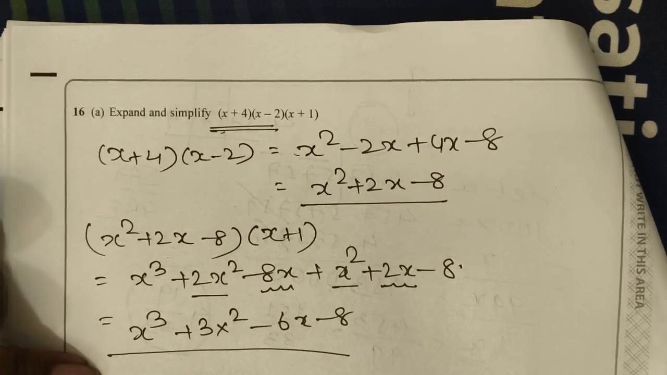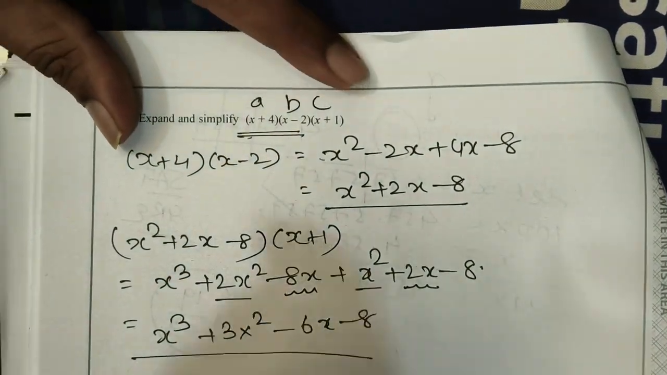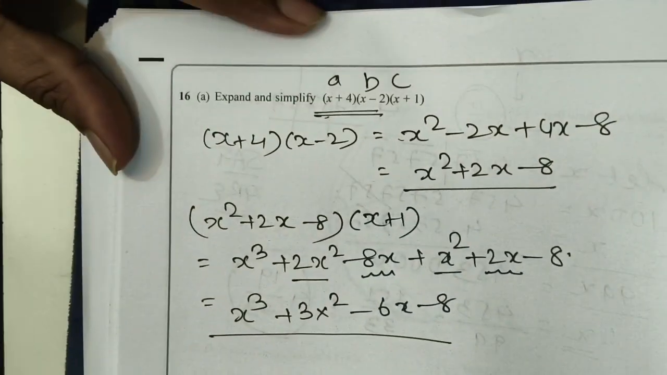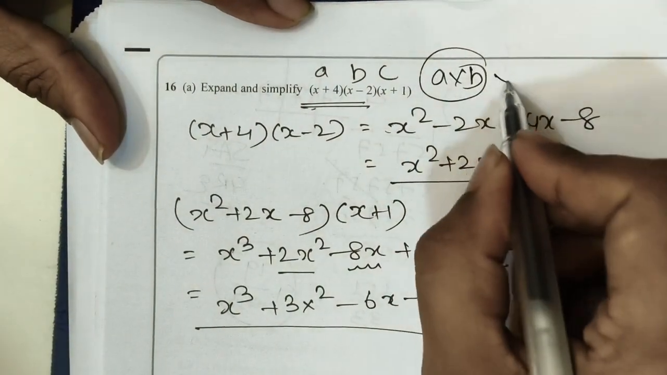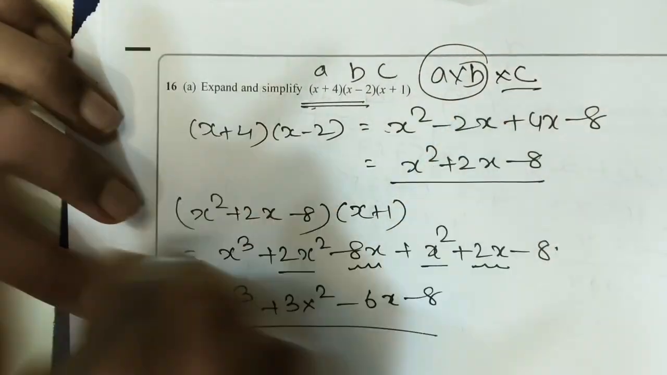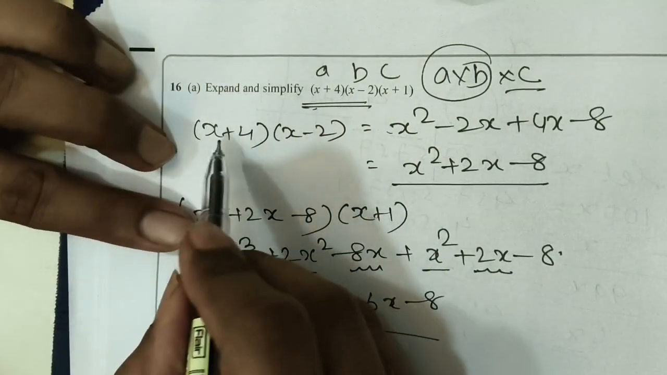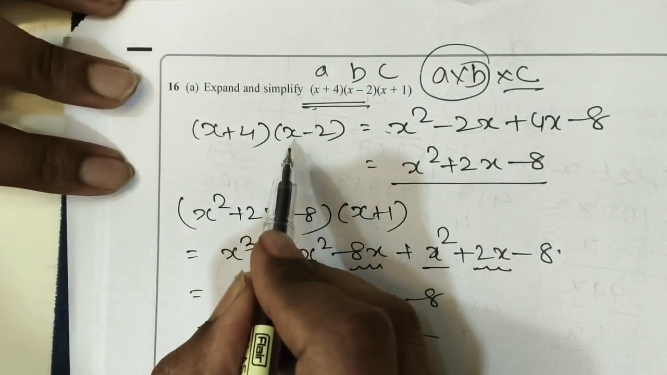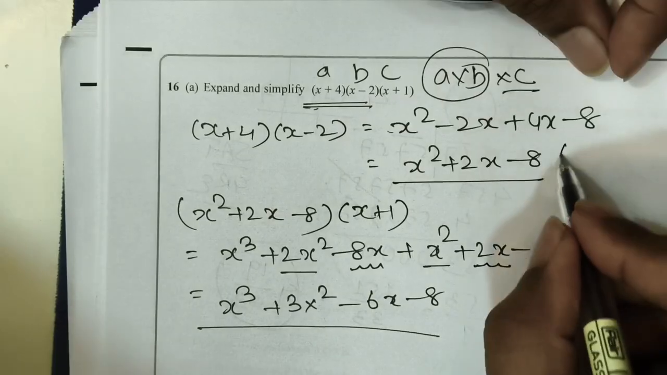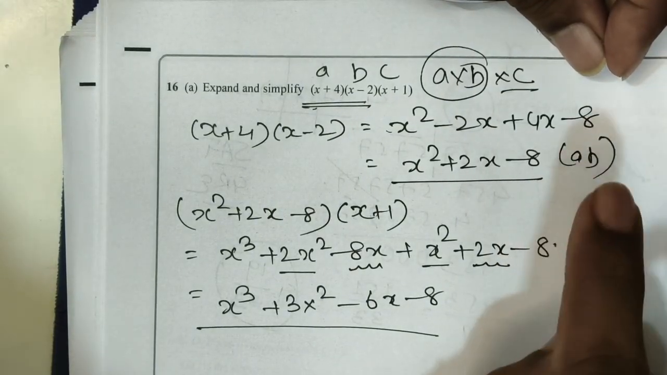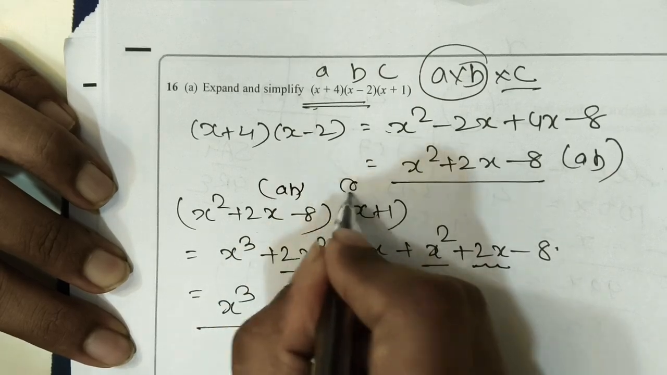In such kind of sums, what to do? These are a, b and c, 3 brackets, right? Always start with a multiplied by b and then multiply this answer with c, just for ease. Correct? So x plus 4 into x minus 2, I solved this first and I got x square plus 2x minus 8. So this was my AB. Correct? I have to multiply AB with C, which I have done here, which is AB, this is C.